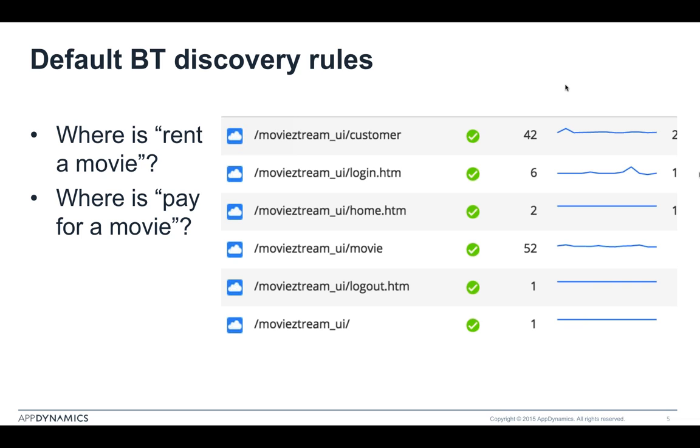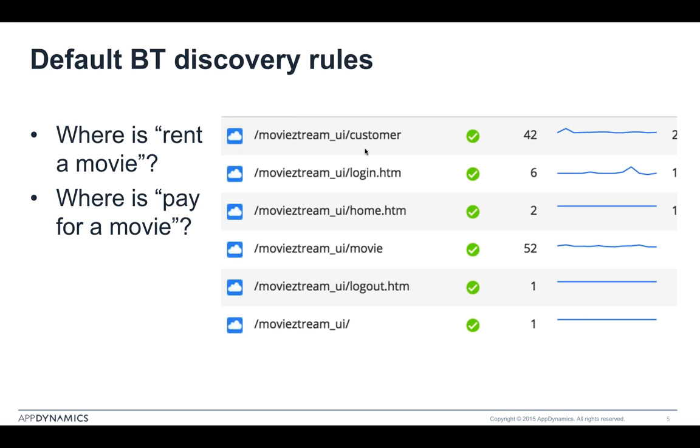If you've ever taken one of our training classes, this will probably look familiar. This is our training application called Movie Stream, or as I sometimes say, Movies Dream, so that people remember to type a Z in the URL. But out of the box, this is what some of the BTs look like, and you can see some of them, like login, are pretty specific. That's a good BT in and of itself.